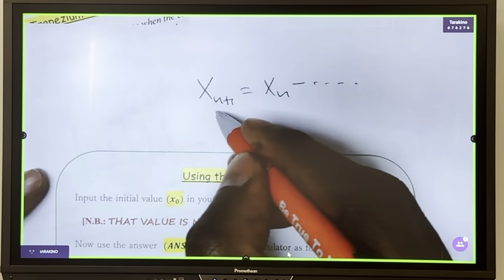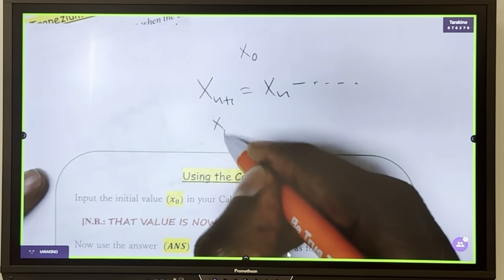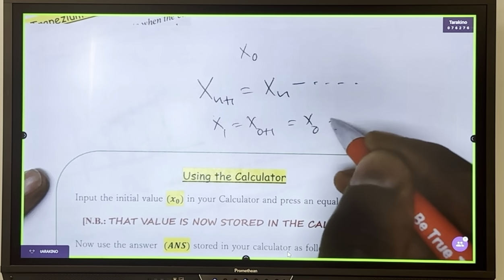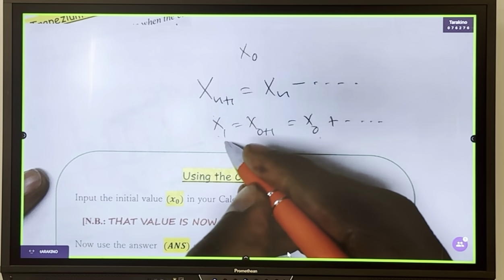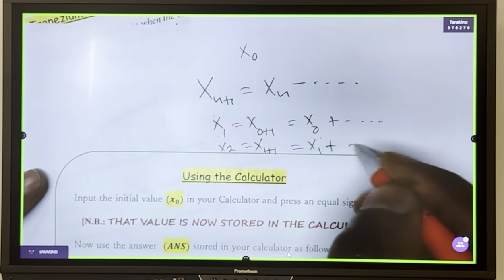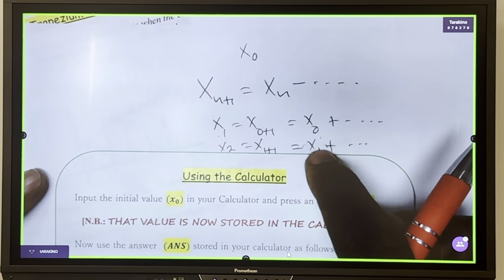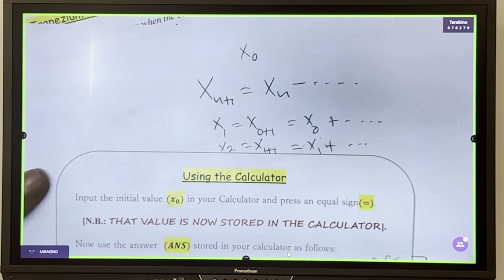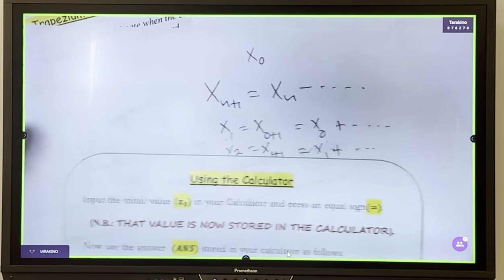So to get x1, if you are given the initial is x0, it's going to be x0 minus something. Meaning we are going to get x1, we're going to use x0. To get x2 here, it's going to be x1 minus something. So instead of us continuing to plug in this calculator value, because sometimes it will be a very large number, once you save it in the calculator, it's going to use the previous memory. That's the good thing about that, right?